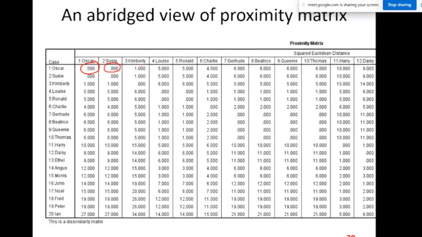But you see Oscar and Kimberley 1. Oscar is a little bit far away from Kimberley. Oscar and Lousy 5, quite a big difference. And Lousy and Ronald 5. Is Lousy and Ronald very close to each other? Let me see. So this is Lousy's column, and where is Ronald's column? Yes, you see Lousy and Ronald, they have the same data, and so the difference between Lousy and Ronald is 0.